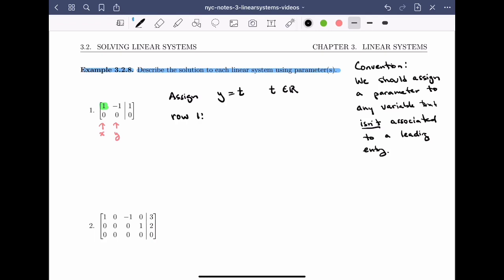So here, row 1 says that x minus y is equal to 1. That's the same thing as x is equal to 1 plus y. But wait, we know that y is actually equal to t, so I'll rewrite x is equal to 1 plus t. Finally, we can put this solution in parametric form as x equal to 1 plus t and y is equal to t, t in R.